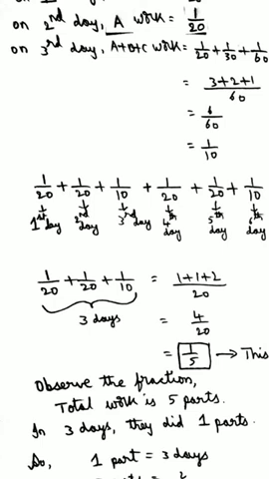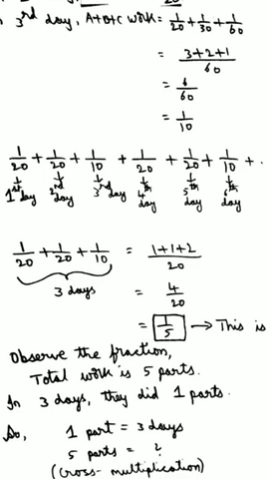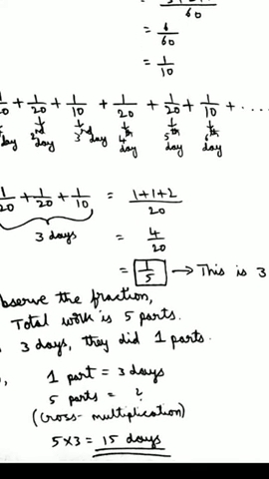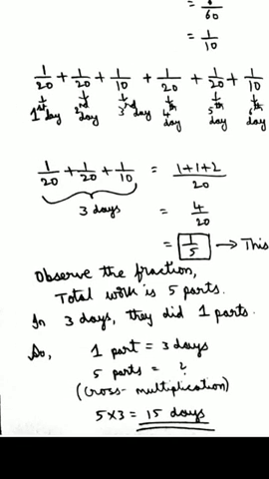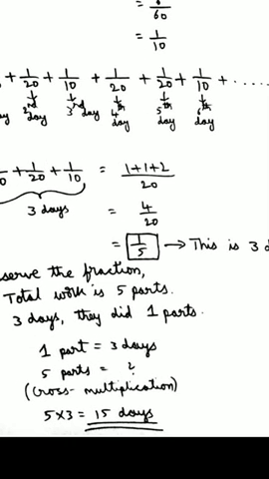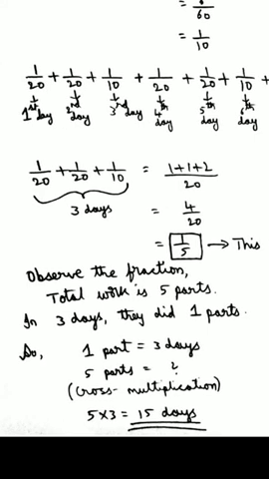First of all, let's calculate how much work is completed in 3 days. So in 3 days, that means 1 by 20 plus 1 by 20, A's work, and the ABC work. The LCM is 20, and 1 plus 1 plus 2 equals 4 by 20, and that gives 1 by 5. 1 by 5 is the 3 days work. In 3 days they have completed 1 by 5 of the work. Now observe this fraction carefully, the 1 by 5. The total work is 5 parts. In 3 days they did 1 part. So it means to do one part they have taken 3 days.